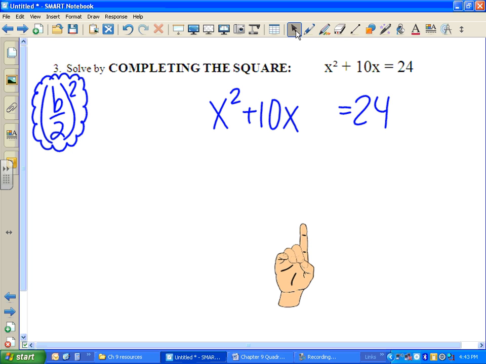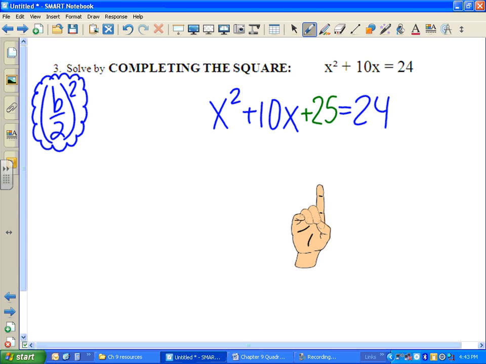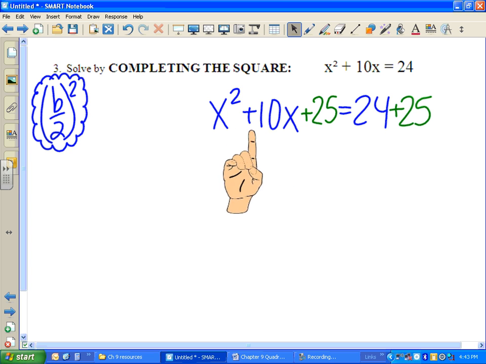Now, remember, to complete the square, we take this one, cut it in half. Remember, we're using this. Cut it in half, and then power to it. So take this, cut it in half, that's 5, and then square it, that's 25. So whatever you put there, you got to put over here also. Now guess what you just created right here? You created a nice, beautiful little factored trinomial there.